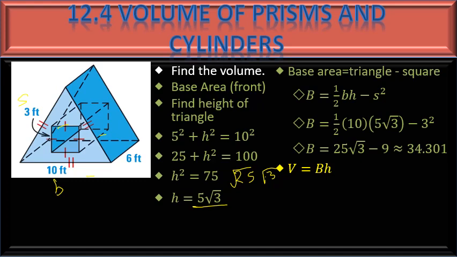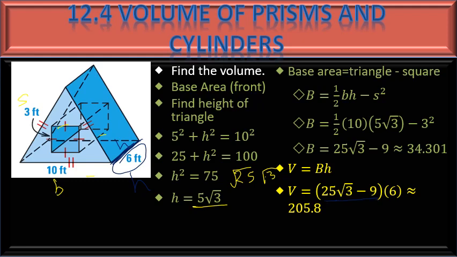So now we can find our volume. The volume is the area of the base times the height. So I decide what's the height of the prism. Remember, height of the prism is perpendicular to the bases. It's the distance between the bases. This is actually the height of the prism, the 6 feet, because the bases are the triangles. The height is the distance between those bases. So it's the area of the base, remember that was the 34.301, times 6, which is about 205.8 feet cubed.